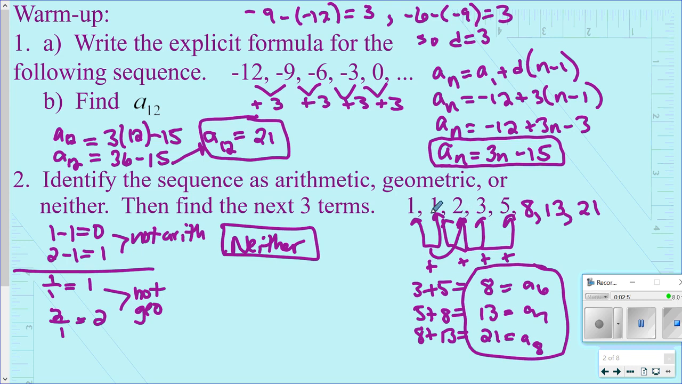Continuing to do that, 1 plus 2 is 3. That's how we get that fourth term. To get the fifth term, 2 plus 3 is 5. To get the sixth term, 3 plus 5 is 8. To get the seventh term, 5 plus 8 is 13. And to get the eighth term, a sub n, I did 8 plus 13 and got 21. So my Fibonacci sequence is 1, 1, 2, 3, 5, 8, 13, 21. And again, we could keep going with that forever using that pattern.